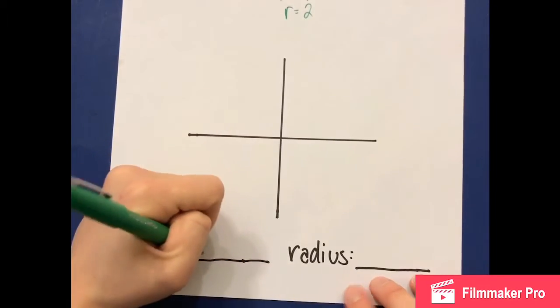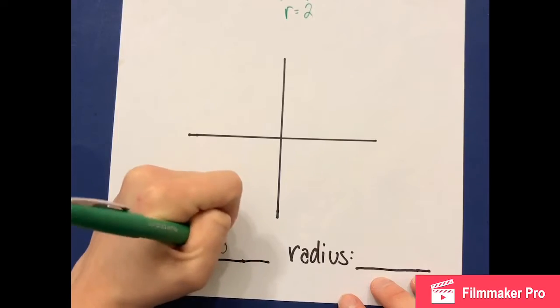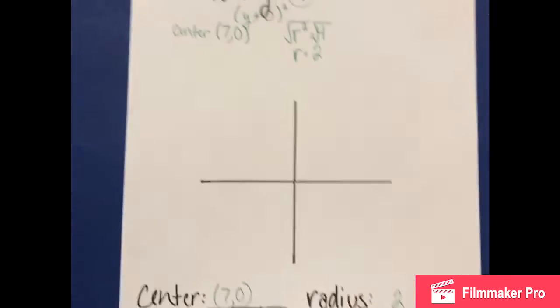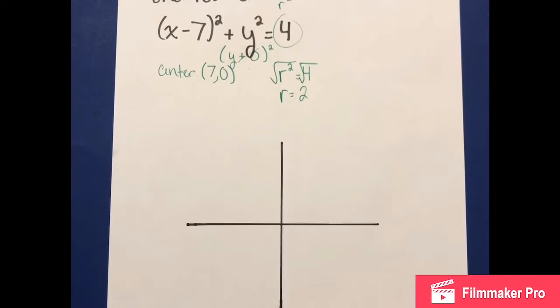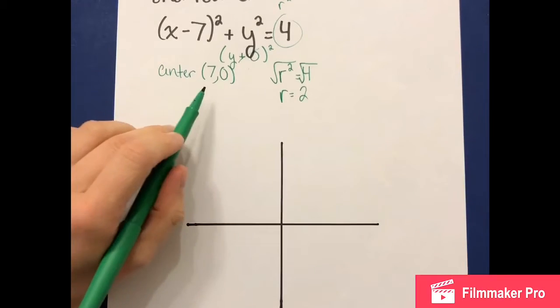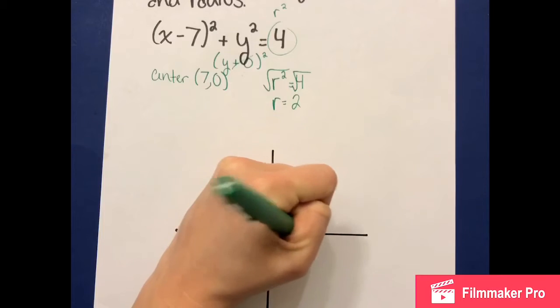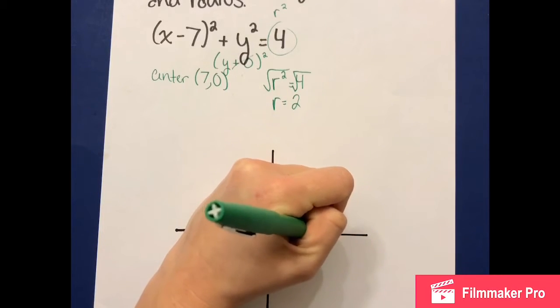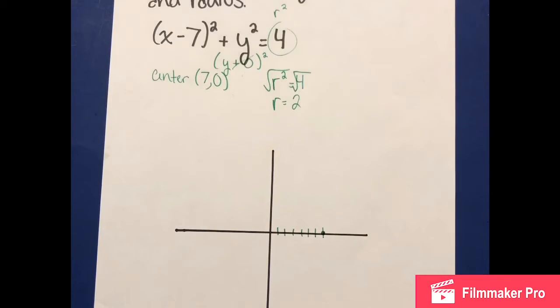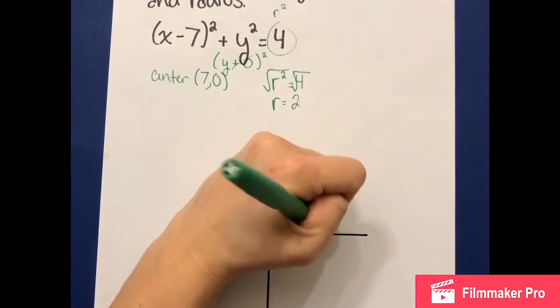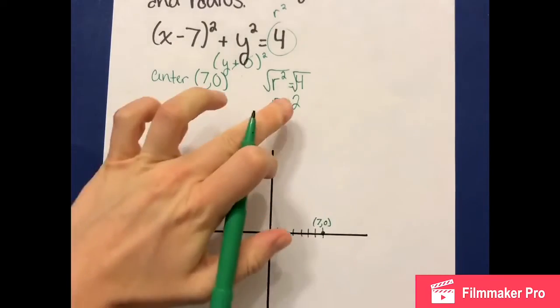I can at least fill in. I have my center now, 7, 0. My radius is 2, but I want to graph this. So looking at that graph there, I'm going to start with center 7, 0. So I'm going to count 1, 2, 3, 4, 5, 6, 7. Doesn't go up or down at all, so that's 7, 0. This is going to be my center, and I need to count a radius of 2.